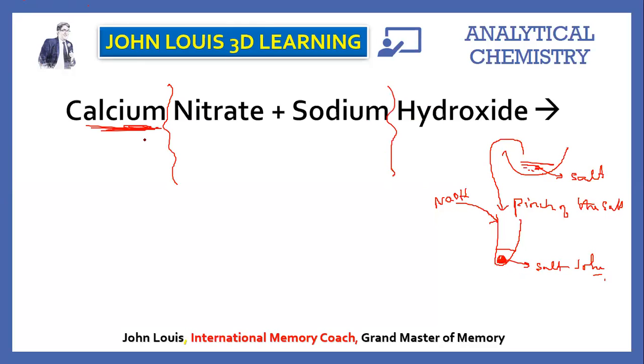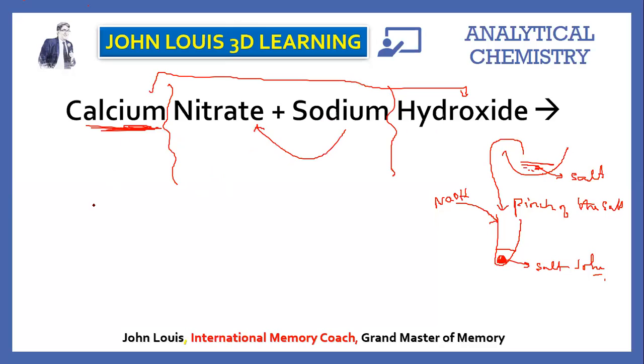You can guess easily now. Calcium nitrate is a compound. Sodium hydroxide is also a compound. Therefore, this will undergo a double displacement reaction. Therefore, what will you get? Calcium hydroxide will be one product, and sodium nitrate will be the other product. Am I right? You understand this or not?